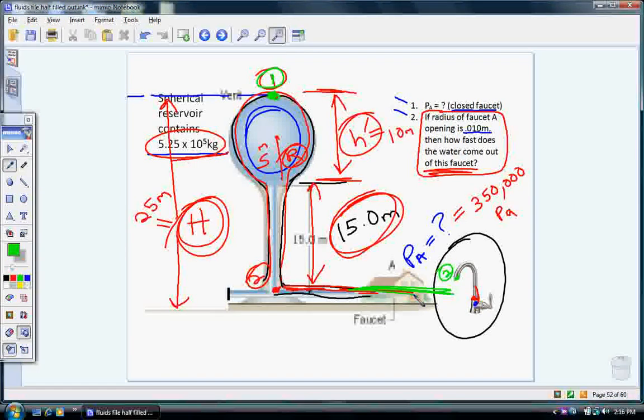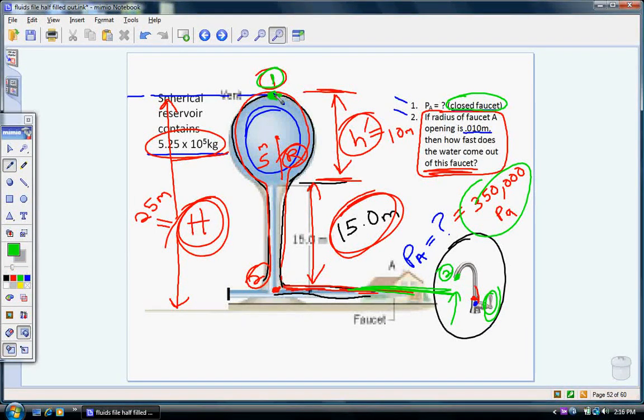But here's the tricky thing. You know how we found this pressure right here? That was when the faucet was closed. But as soon as you open a faucet up, the pressure at the end right there is atmospheric pressure, because the only thing holding that fluid out is the atmosphere pushing up against it. And way back here, since this is an open tank, open to the atmosphere, the pressure up there is also atmospheric pressure.